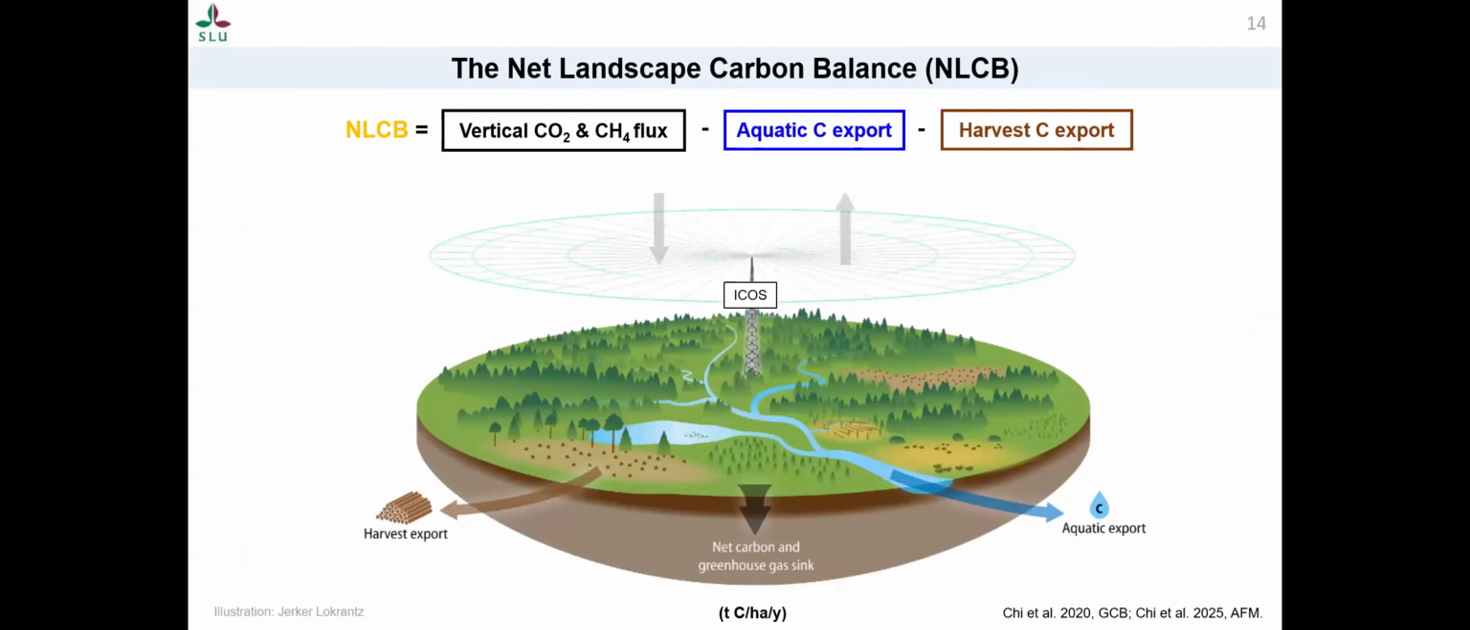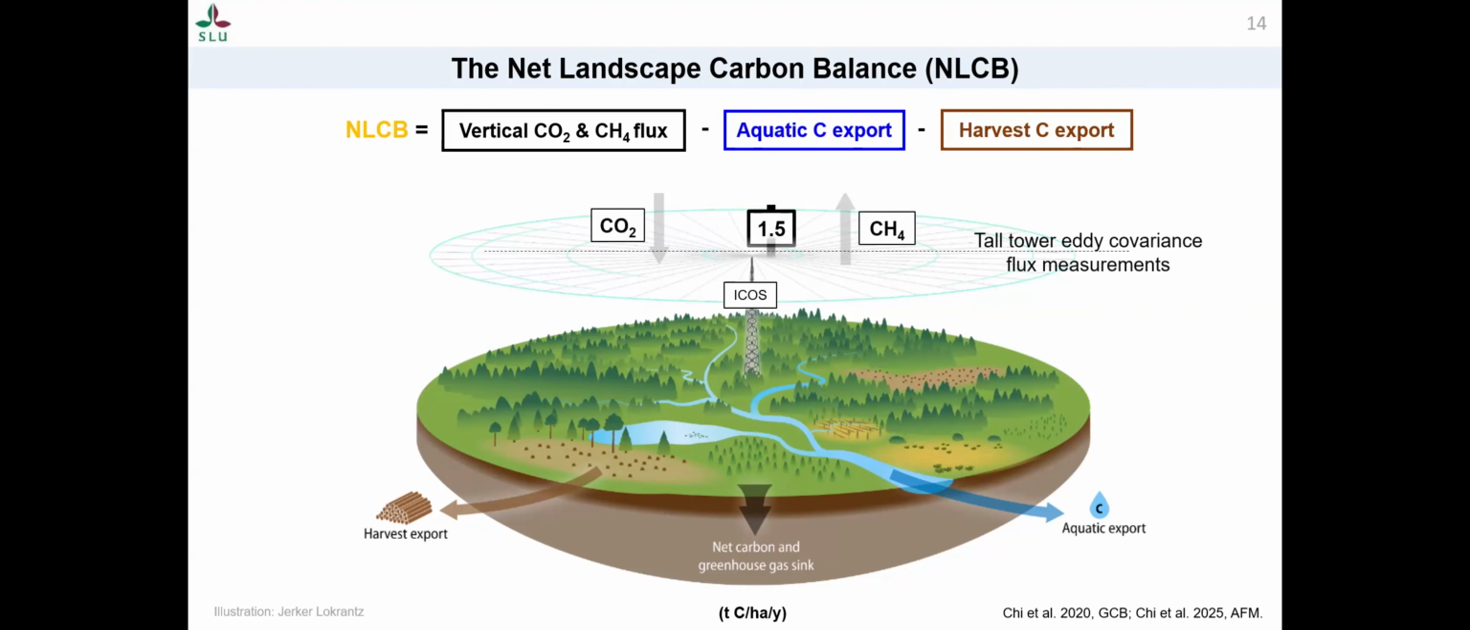The final slide, or the final work that I would like to present is our work in estimating the so-called net landscape carbon balance. This is based on the NECB concept, the net ecosystem carbon balance concept developed by Chapin et al. 2006. So here we estimate the net landscape carbon balance by summing up all the vertical exchanges of CO2 and methane. And we account for the losses of carbon via aquatic export in the streams network, and the carbon lost via tree harvest.